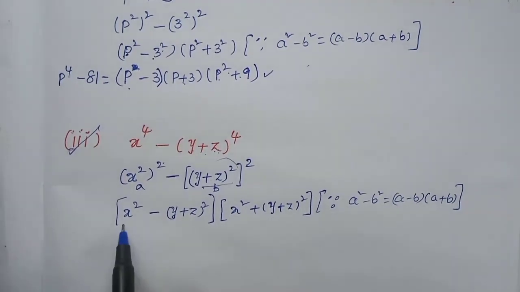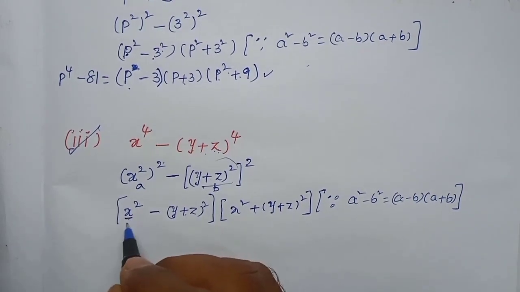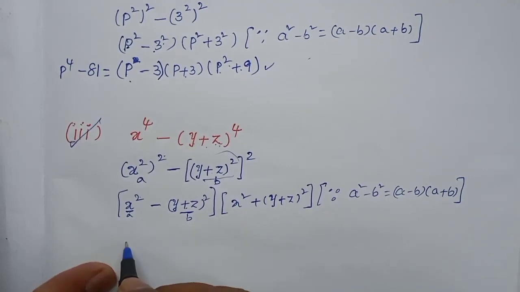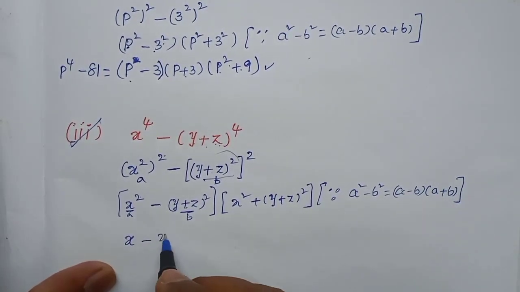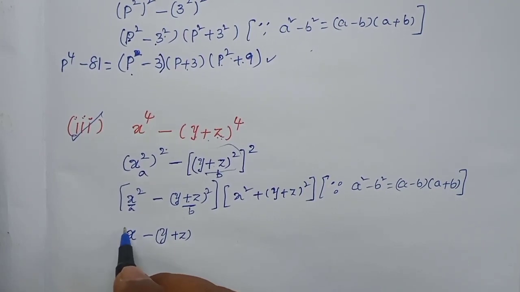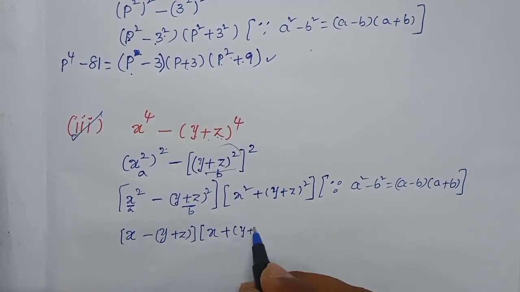Now see, this can be further written as this. Now this is in the form of a square minus b square. Now treat x as a and y plus z as b. Then it can be written as a minus b, that is x minus y plus z, into x plus y plus z.